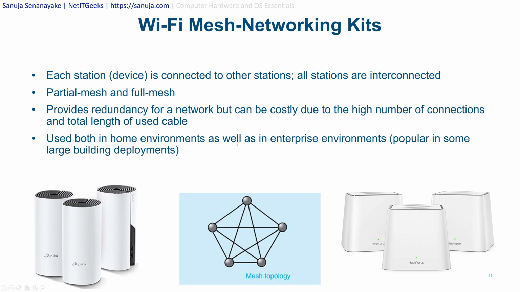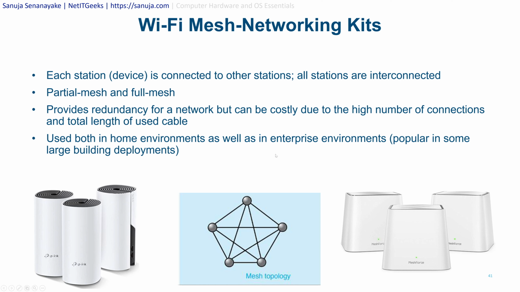redundancy for a network, but can be costly due to a high number of connections and total length of cables used. For example, you may have to put a cable to this one and a cable to this one. Unlike a Wi-Fi network, even though they are bouncing off each other wirelessly, these things sometimes need direct connections, not just power, but not always, because sometimes you can give a network connection to one of these and the other one is just power only, and it will just bounce off the wireless signal from this.